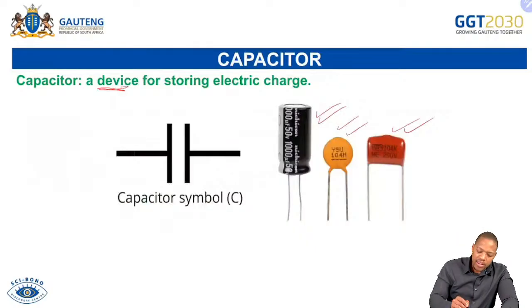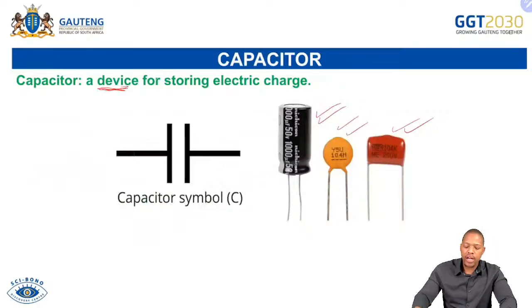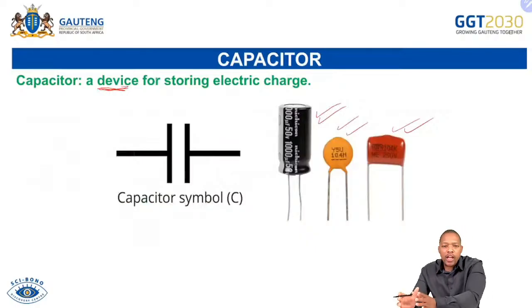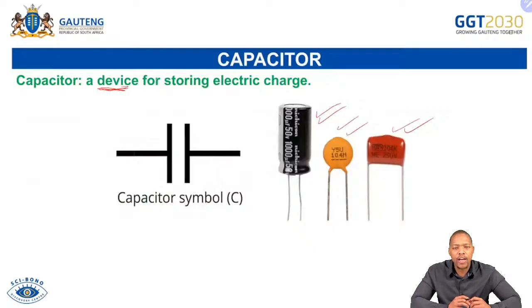So this is a device for storing electrical charge. What does a capacitor do? It stores. You take something, you put it there, you are storing it. You're saying, I will use it when I need it. So the capacitor is there to do that. It stores electrical charge. So its job is to store electrical charge. What is the circuit symbol for a capacitor?